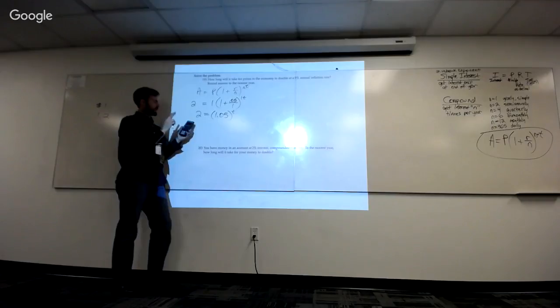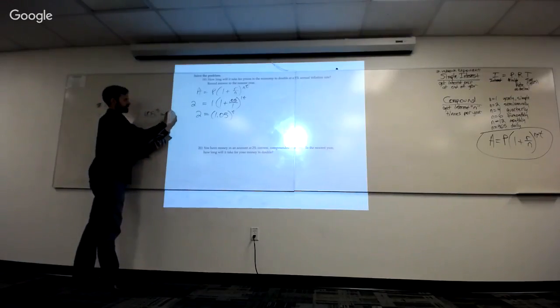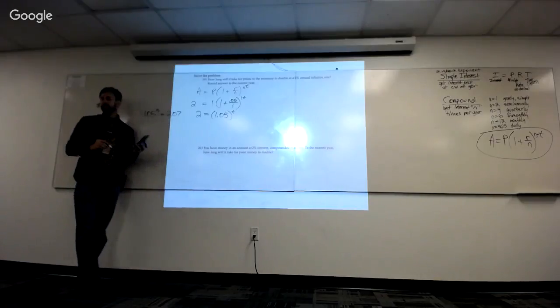We've already done it twice, so now 3, 4, 5, 6, 7, 8, 9, 10, 11, 12, 13, 14, 15. It took me 15 times to push the button for my 1.05 to be just over 2. Did anyone else get 15? Was it 15 times you had to push the button?